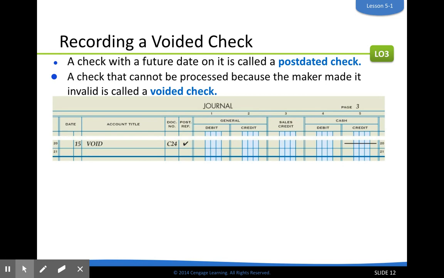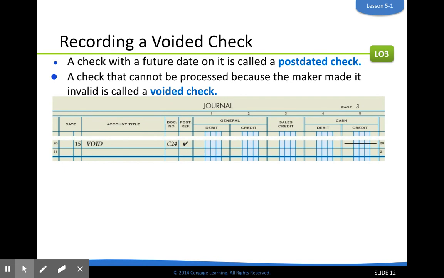A post-dated check is a situation where a check for October 27th is written and it's only October 20th. So the date hasn't even occurred yet. This is not something that a bank will cash. A post-dated check for a date that's in the future will not be cashed by a bank.